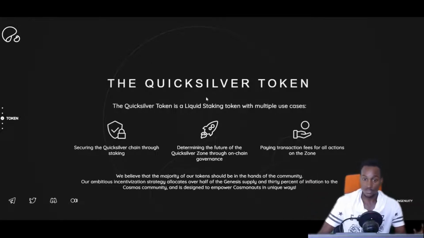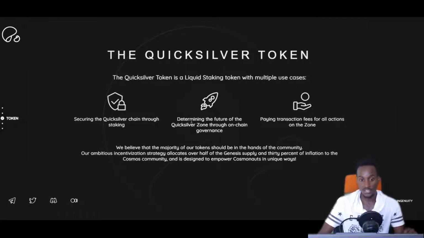So what about their token, the Quicksilver token? Their token is a liquid staking token with multiple use cases: securing the Quicksilver chain through staking, determining the future of the Quicksilver zone through on-chain governance, and paying transaction fees for all actions on the zone.